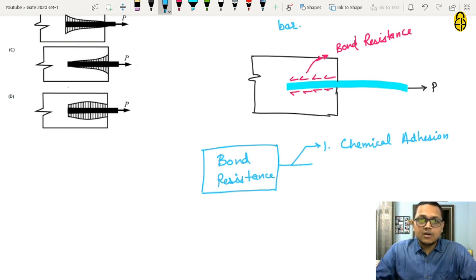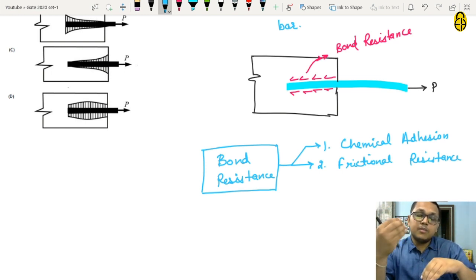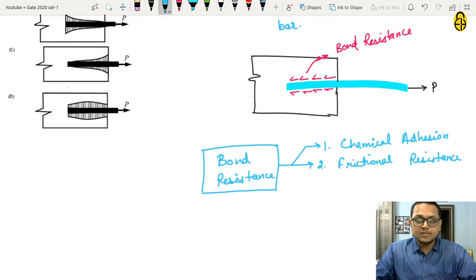The second factor that contributes to bond resistance is frictional resistance. Due to the surface roughness of the reinforcement bar and the concrete that comes in contact with the reinforcement bar, a resistance is developed at the surface, which also contributes to the bond resistance. The third factor that contributes to the bond resistance is mechanical interlock.